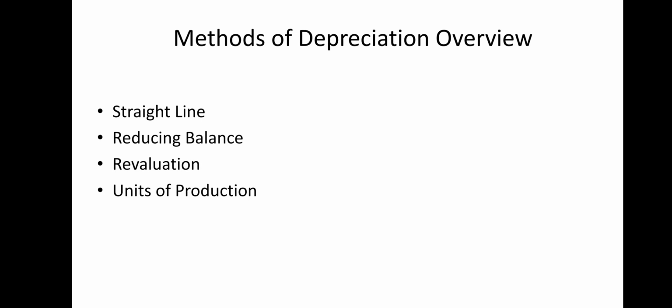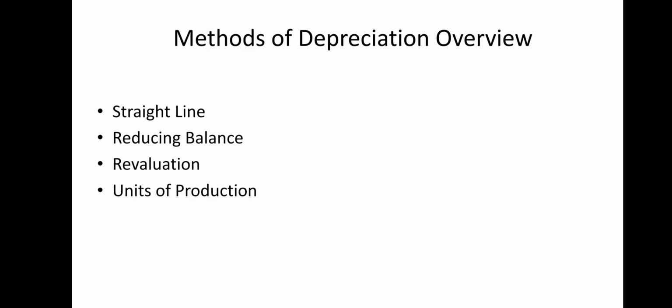So let's have a look at the key terms. There's residual value, there's useful life, there's depreciable amount. Residual value is the estimated value of an asset at the end of its useful life. Useful life is how long an asset is expected to be productive. Depreciable amount is the cost of the asset minus its residual value. These three terms are the foundation for calculating depreciation.